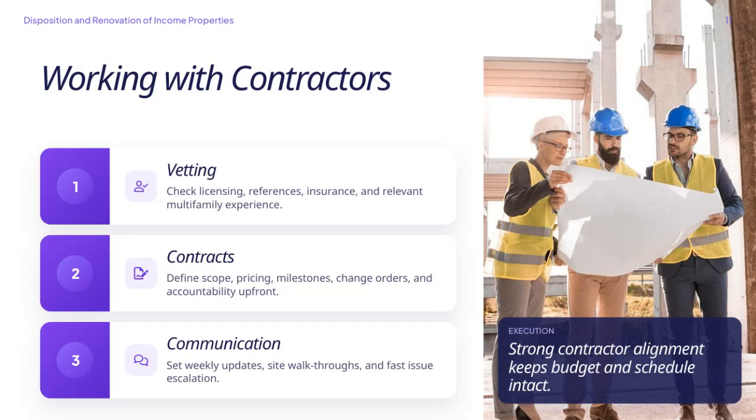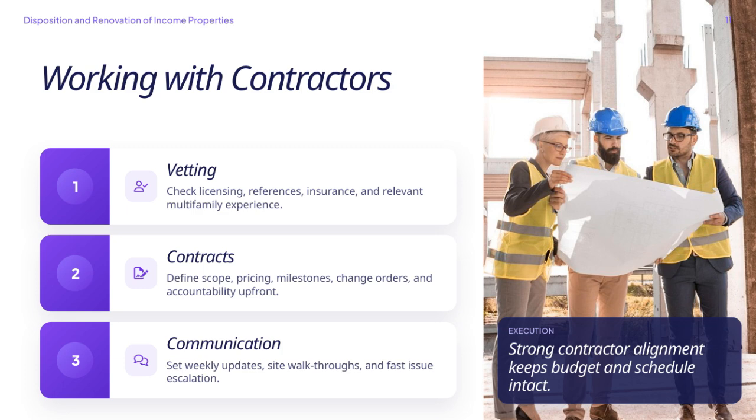When working with contractors, it's crucial to start with thorough vetting. This means verifying their licensing, checking references, confirming insurance coverage, and ensuring they have relevant experience specifically in multifamily projects. This careful screening helps reduce risks and sets a solid foundation for the project. Next, focus on the contracts. It's important to clearly define the scope of work, pricing, project milestones, how change orders will be handled, and accountability measures right from the start. Having these elements spelled out up front prevents misunderstandings and keeps everyone on the same page.